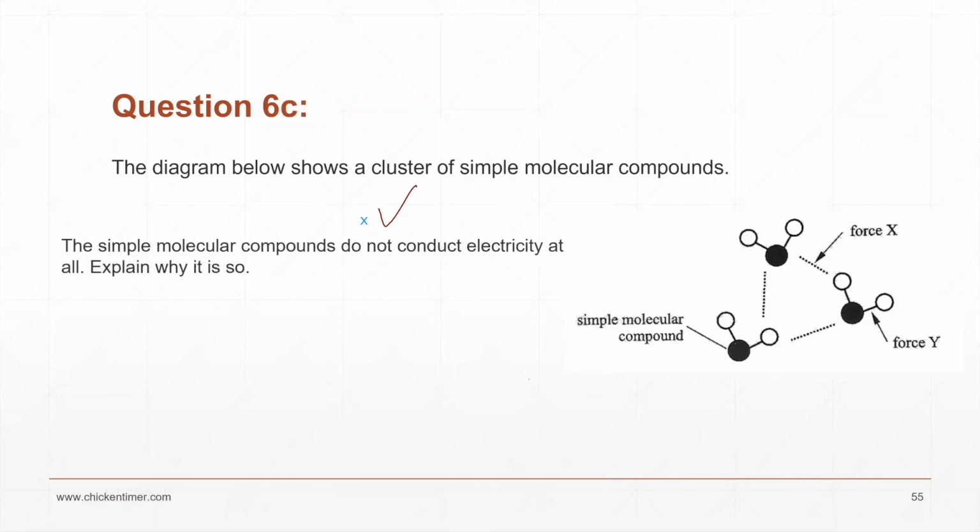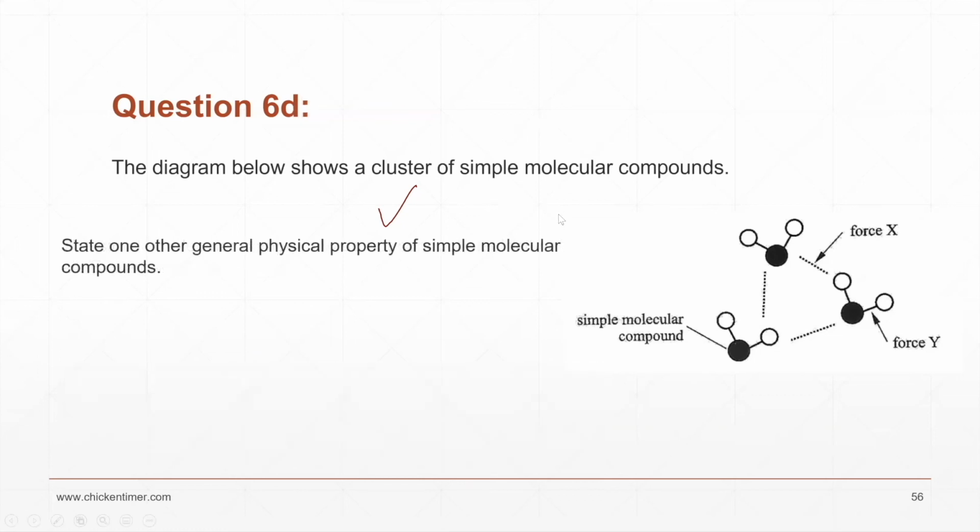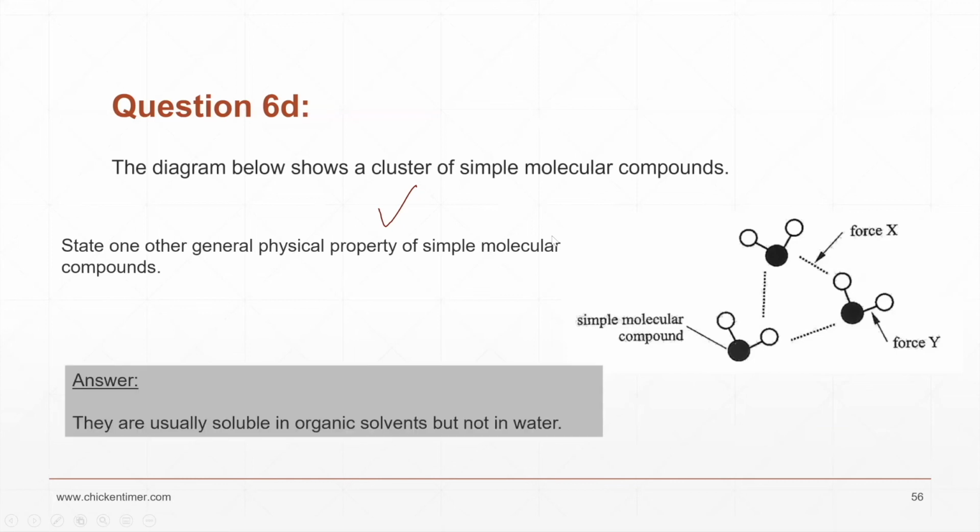Then this one: why do they not conduct electricity? You have to say that there are no free moving ions or delocalized electrons, so it cannot conduct electricity. You have to say this, which is the answer here, all found in the summary before these questions. Then the last physical property, I think we mentioned before, is insoluble in water, soluble in organic solvents.